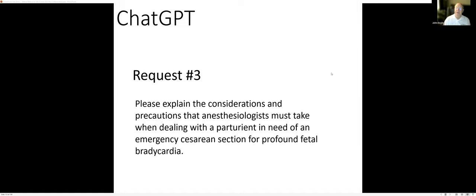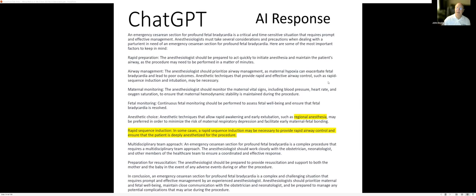Okay, what about a parturient? This is a person who's about to deliver in need of emergency cesarean section for profound fetal bradycardia. So if you have low heart rate in the fetus, you got to get that baby out right away for an emergency cesarean section. So this is a dreaded situation, which happens in obstetrics and obstetric anesthesia relatively frequently.